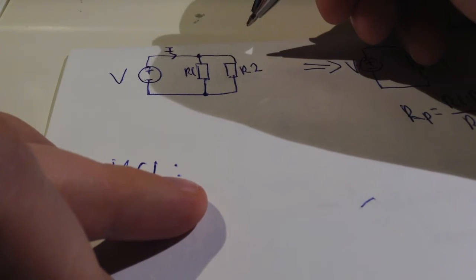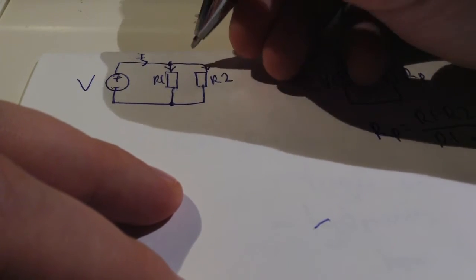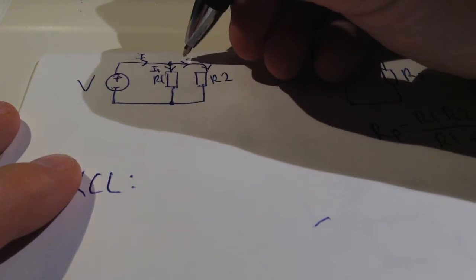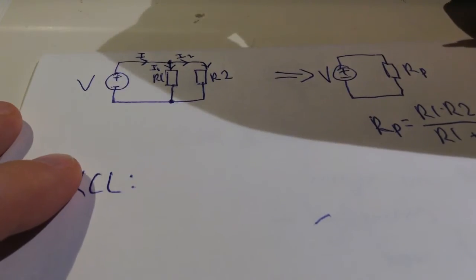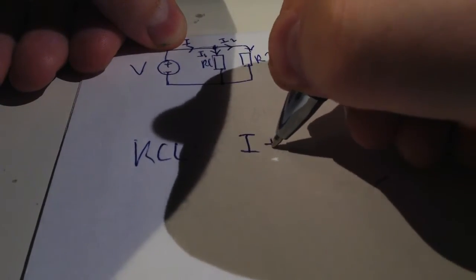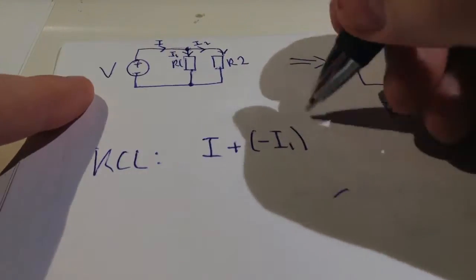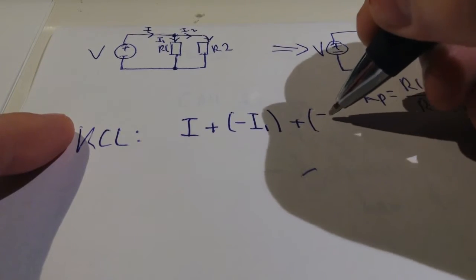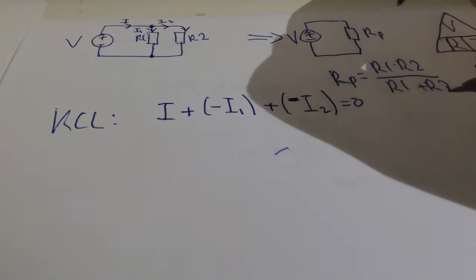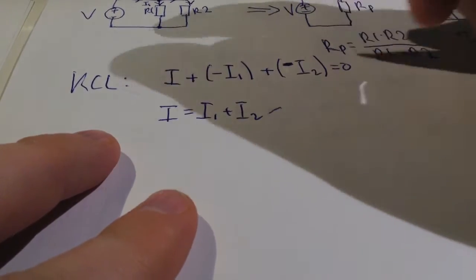So let's put on the currents here. You have the main current going in from the battery or the voltage source. Then you have one going down into R1 and another one into R2. So let's just sum it up. And the reason for writing the negative sign here is because the current is not going into the node, it's going out of the node. So you have to be consistent.